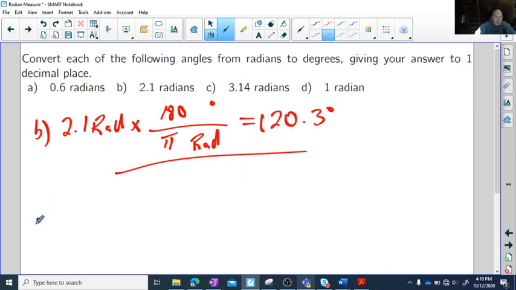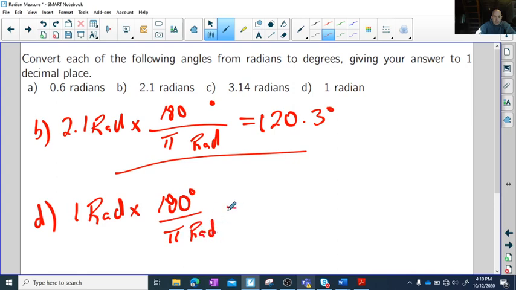I'm going to try D, which is 1 radian. So 1 radian times 180 degrees for every pi radians. So this is going to be 180 divided by pi. Your answer will be in degrees. So if I go to my 180, divide that by pi, 57.3 degrees.